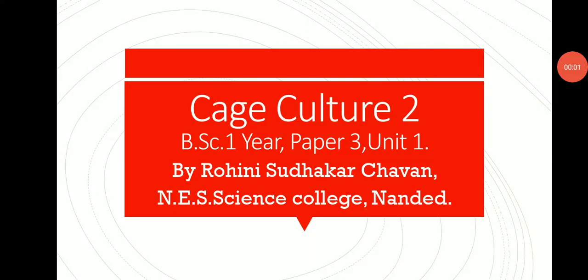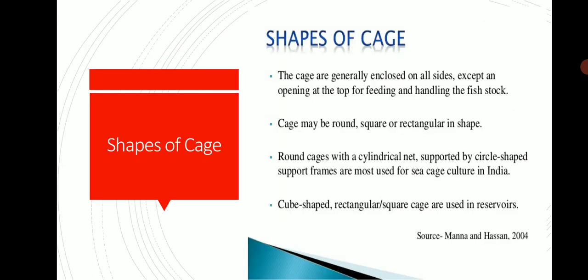Hello friend, today we are studying Cage Culture Part 2, BSc First Year, Paper number 3, Unit number 1, by Rohini Sudhakar Chauhan, NES Science College, Nanded.